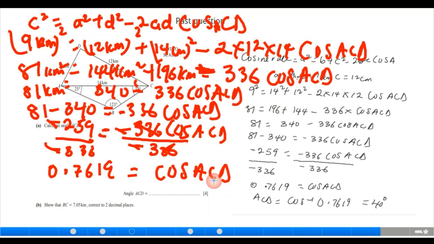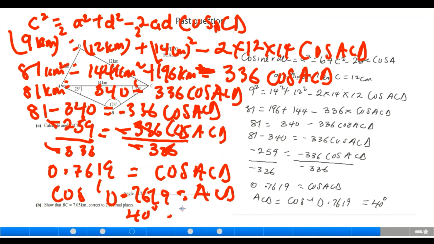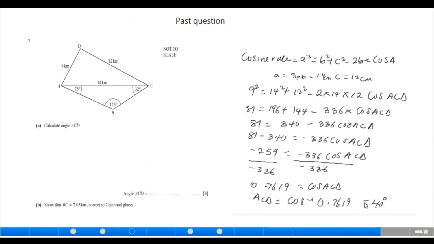So cos ACD is 0.7619. We want to get angle ACD, so we have to take arc cos of 0.7619, which equals angle ACD, and that will give us 40 degrees. So that implies that angle ACD here is 40 degrees. That's the solution to the problem.